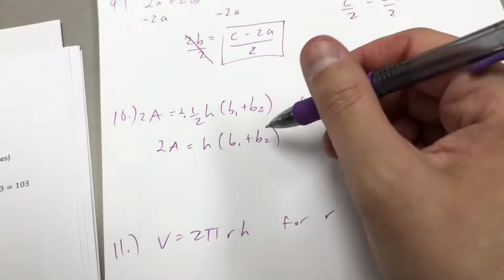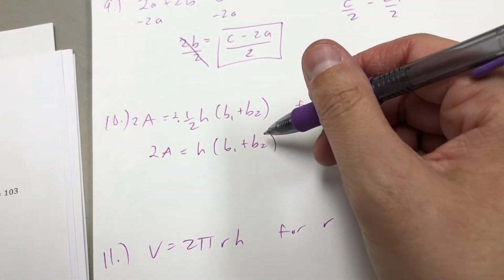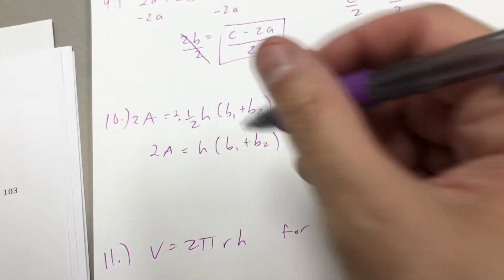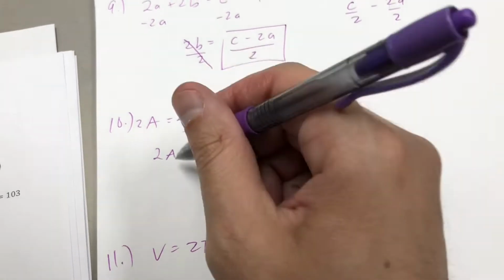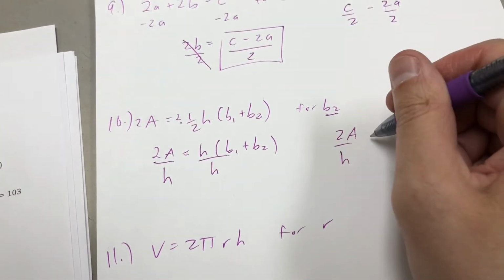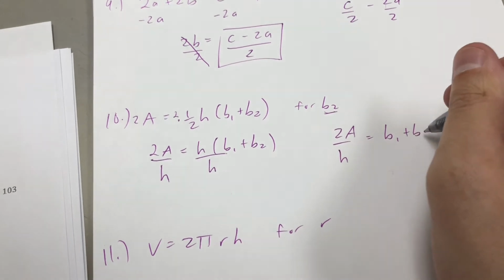And again, I'm trying to isolate the b2. I could distribute, but personally, I think, why not just get rid of the h? It's being multiplied by parentheses, doesn't need to be there. So 2a over h is equal to b1 plus b2.